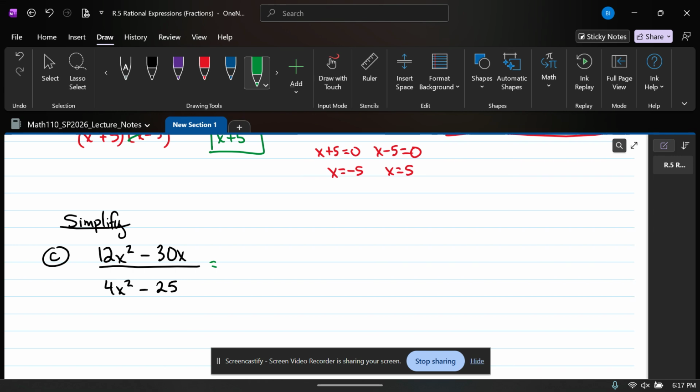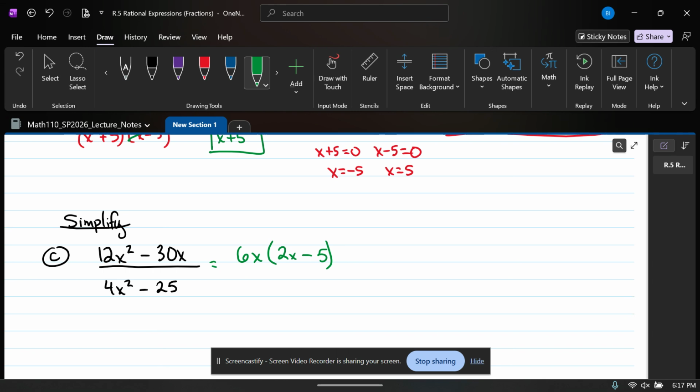The top wouldn't be a difference of squares because 30 isn't a square number and neither is 12. So it can't be a difference of squares on the top. 6 is a bigger number that goes into 12 and 30 than 2 is, so 6 is better. What else do they have in common besides 6? X, yeah. And that's going to leave us 2x minus 5 in the parentheses.